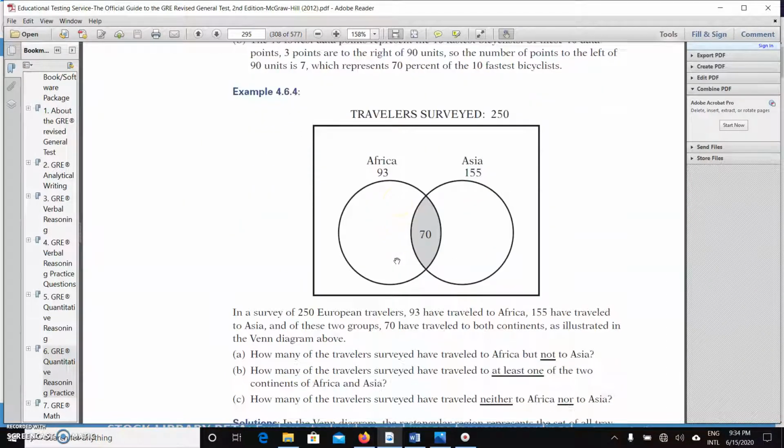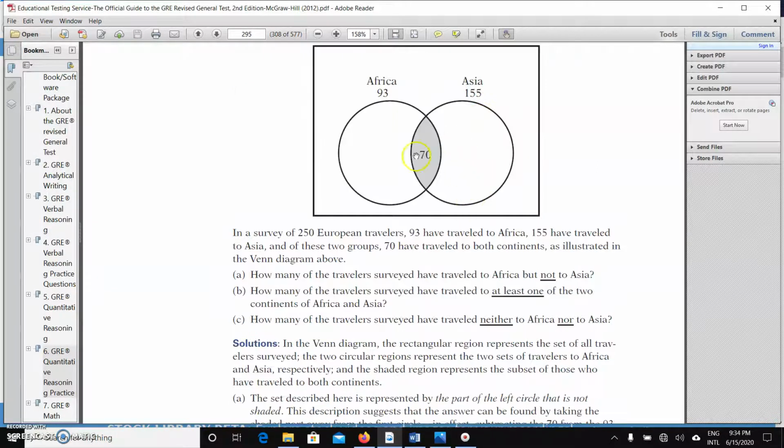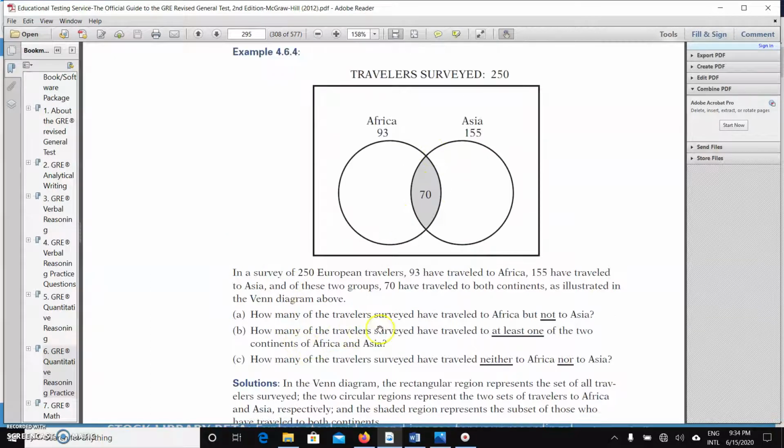Now, let's talk about the Venn diagram, travelers survey. Here's the diagram. Let's see the question. How many of the travelers surveyed have traveled to Africa but not to Asia? This is Africa, this is Asia. This 70 means they both went to Africa and they've gone to Asia. But this question is asking for those that go to Africa alone.